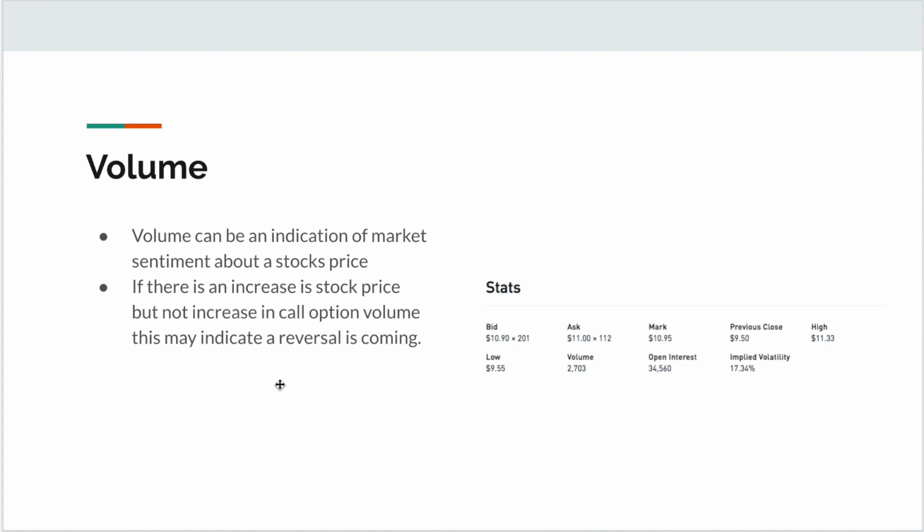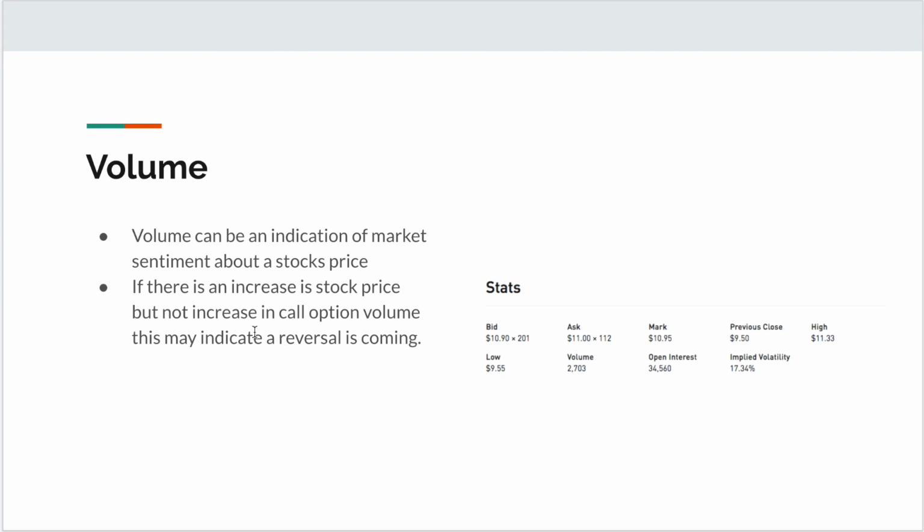Another thing to keep in mind, or actually to just reinforce, is that if there is an increase in stock price but not an increase in call option volume, this may indicate a reversal is coming. So to piggyback off what we said earlier, volume can indicate market sentiment about the price of a stock. If Apple stock jumps from 184 to 195, however, call option volume is not moving, it's still relatively low compared to what it usually is, then you know that there may be a reversal coming.